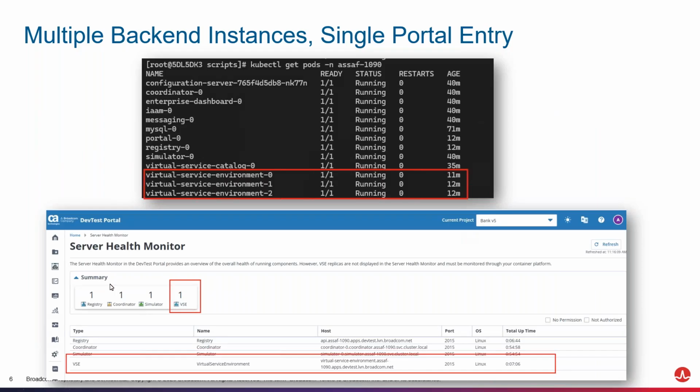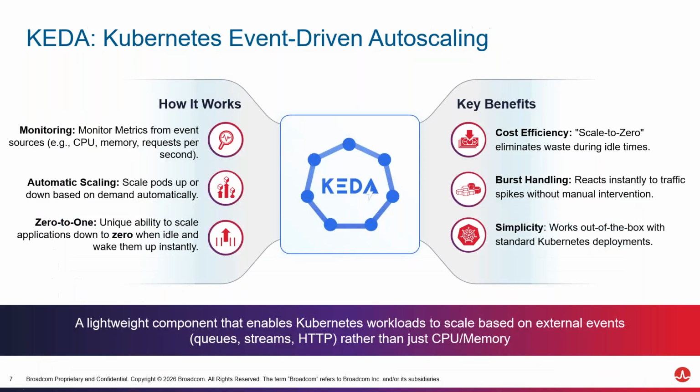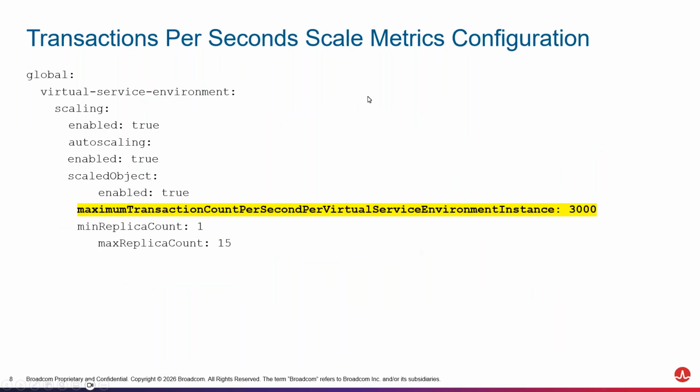The technology that we use behind the scenes is KEDA, Kubernetes Event-Driven Autoscaling. KEDA allows us to use application metrics, like in our case transactions per second, and based on it, increase the capacity with additional instances of the same VSE that we have. So as, let's say, an admin, all I need to do in my configuration of the specific VSE is specify the maximum transactions that this VSE can reach.